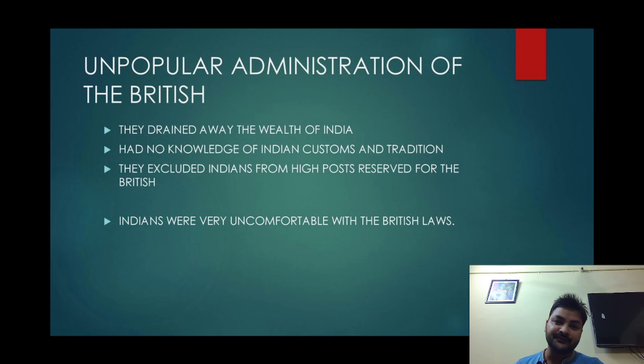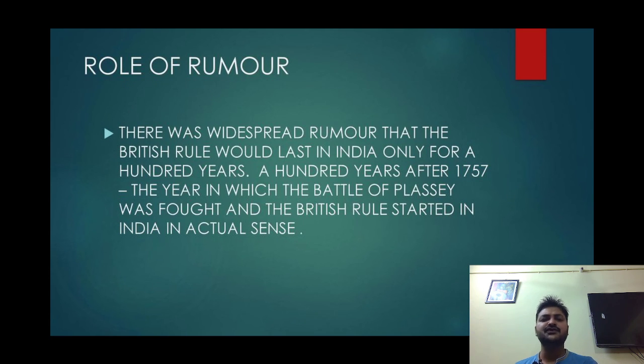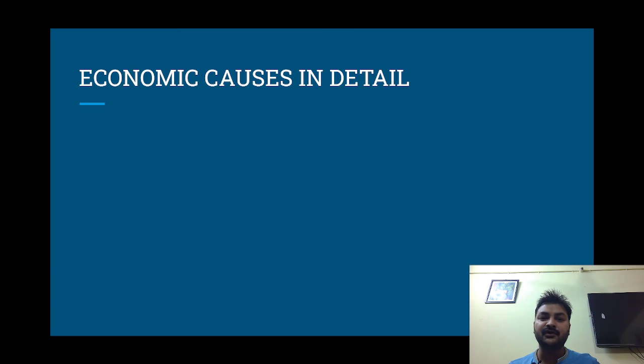So they revolted. Their administration was not good. There was a rumor also. What was that rumor? That we can kill the British. The British came only for 100 years. They are not so good people. We can easily kill them. This rumor gave them the thrust that yes, you can fight, you can kill them. Understood the political causes?